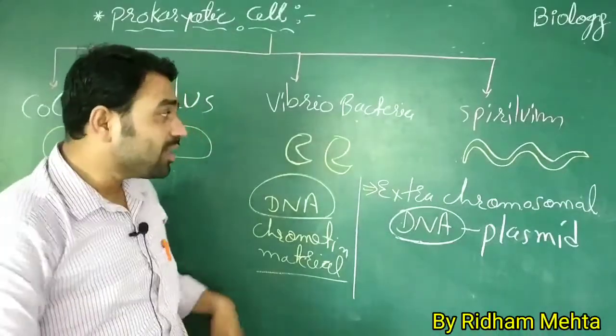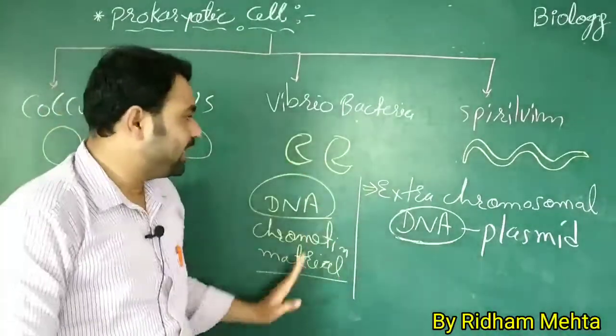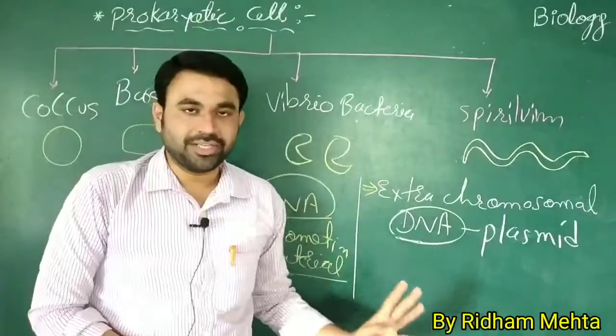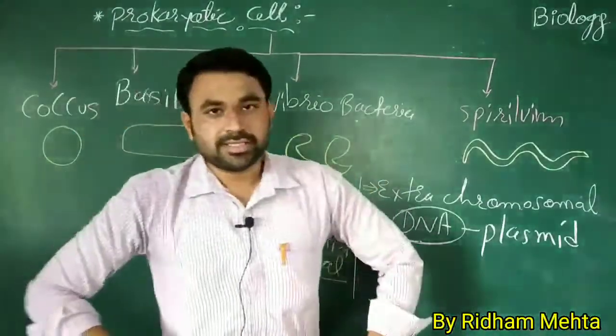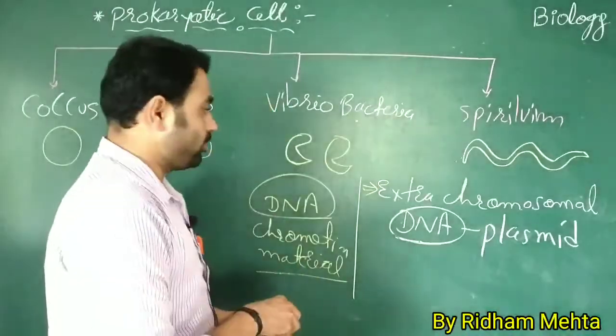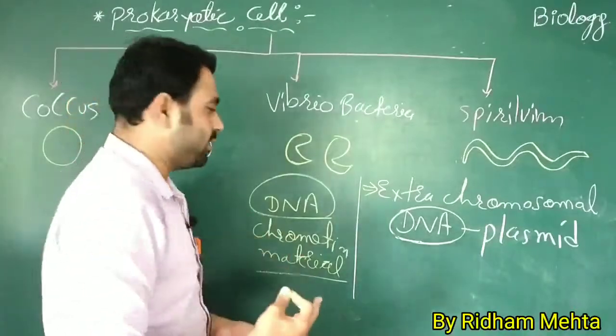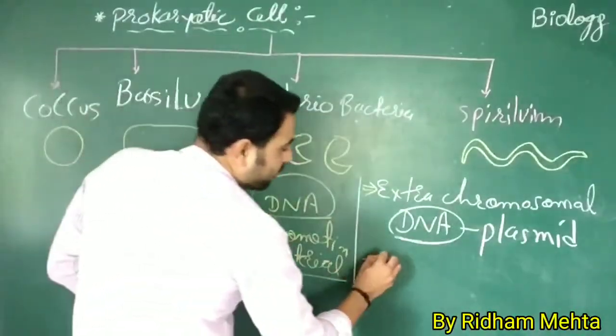Now this is all about the DNA which is present in bacteria. The second thing is, bacteria have different organelles. They are like ribosomes.